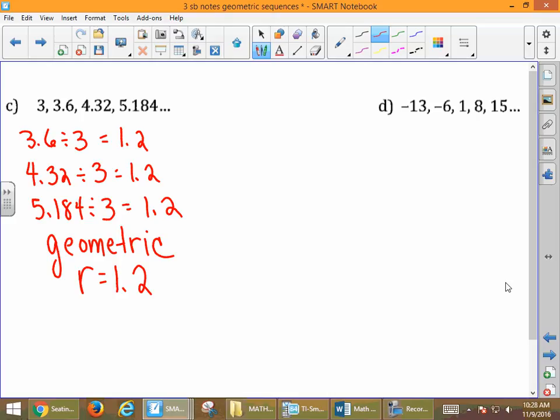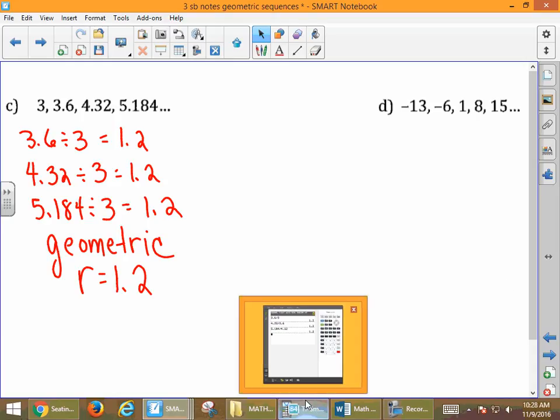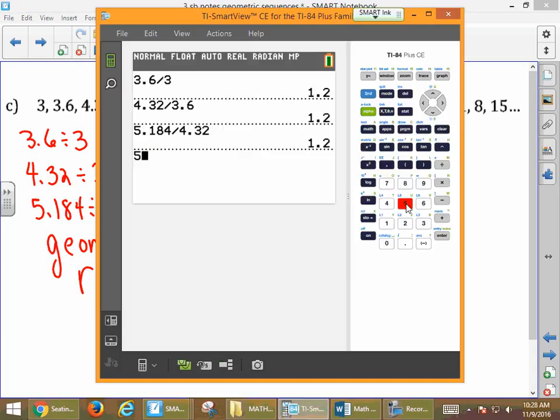And we need to find the next term. Well, 3 times 1.2 is 3.6. 3.6 times 1.2 is 4.32. 4.32 times 1.2 is 5.184. So to get our last term here, or the next term, we're going to take 5.184 and multiply it by 1.2. And we end up with 6.2208.